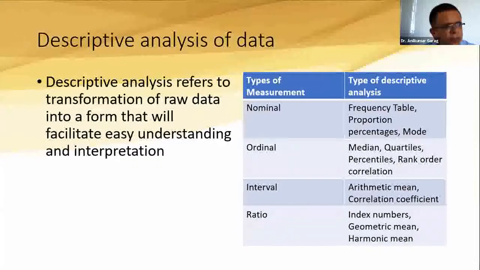what kind of descriptive analysis does one do with nominal data? One of the popular analyses is developing a frequency table, describing the proportions, percentages, and mode. If your type of measurement is ordinal, if you have collected ordinal data, then what do you do? Then you describe it by calculating the median, presenting the quartiles, the percentiles, or go one step further and do rank order correlation.